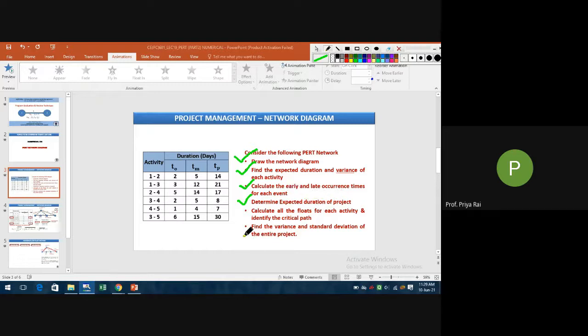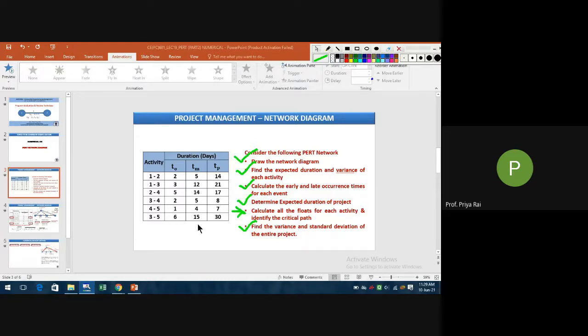Now this is also done: the variance and the standard deviation of the entire project, that means the critical path, the values of sigma CP and variance CP. Now only this portion remains, which I will explain in the next slide.